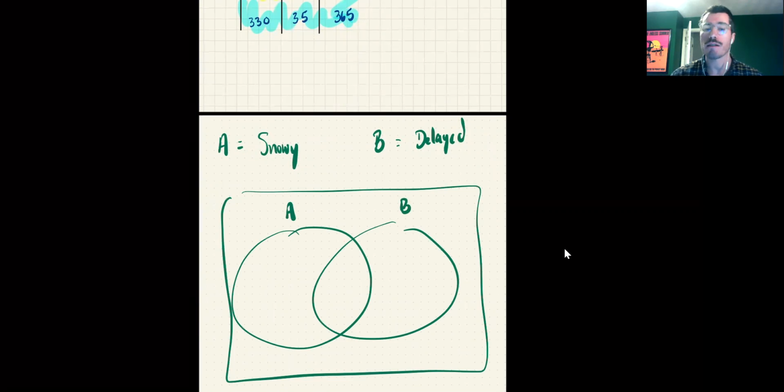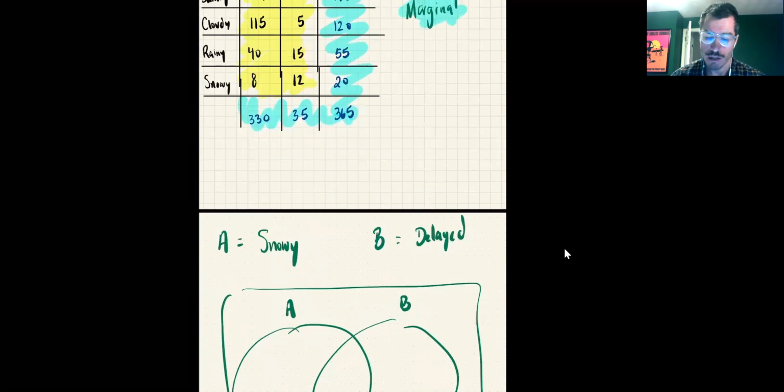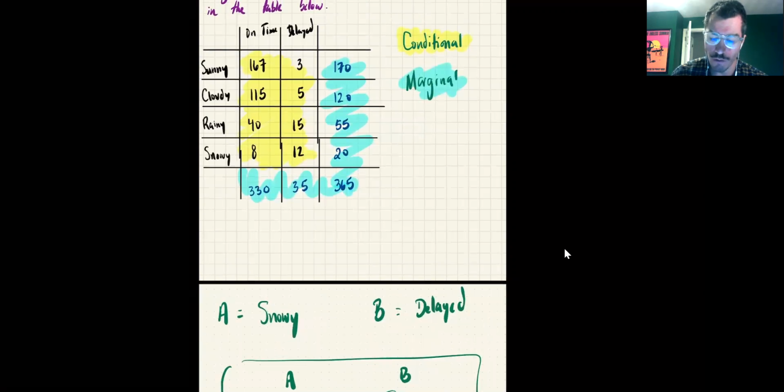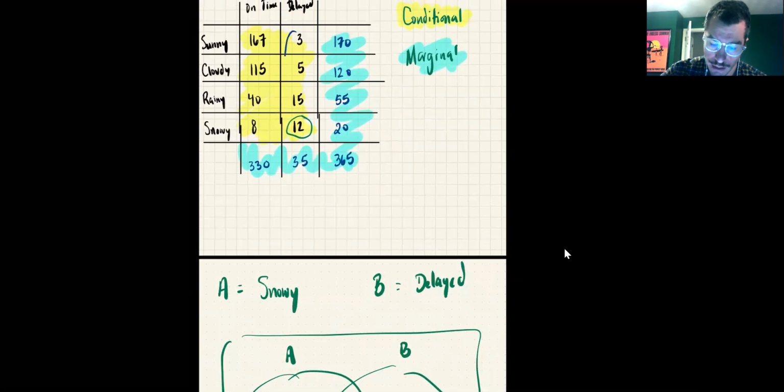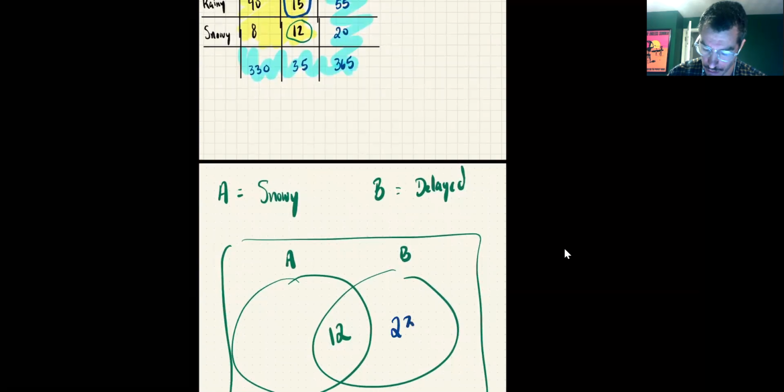The first thing I want to take a look at is what's going on in my intersection, because that's all the times that we were snowy and delayed. As I take a look here, I had 12 instances in which both of these things were true. So I can see clearly that there are 12 instances where we are snowy and delayed. Now there are some times that we are not snowy, we're just delayed. All of these instances are times when we were delayed, we just didn't happen to be snowy. And so I got 23 instances of being delayed, but not snowing.